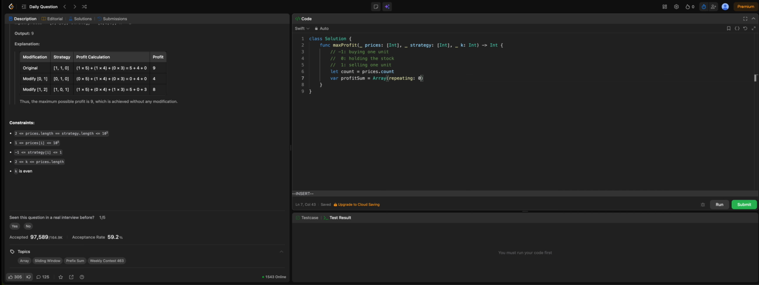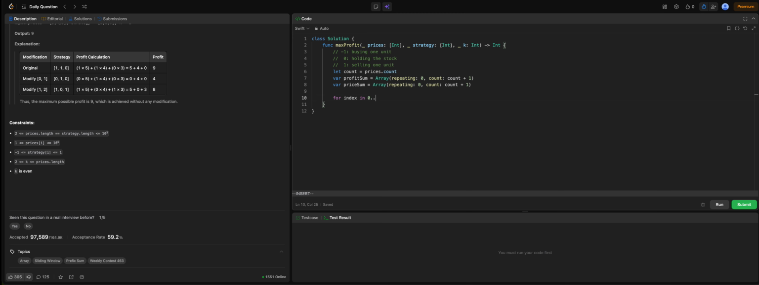Beginning at 0, and then count will be the count plus 1. Next will be the price sum. So I can just copy paste and rename the variable name here. So the next step is I'm gonna assemble the data for profit sum and price sum.